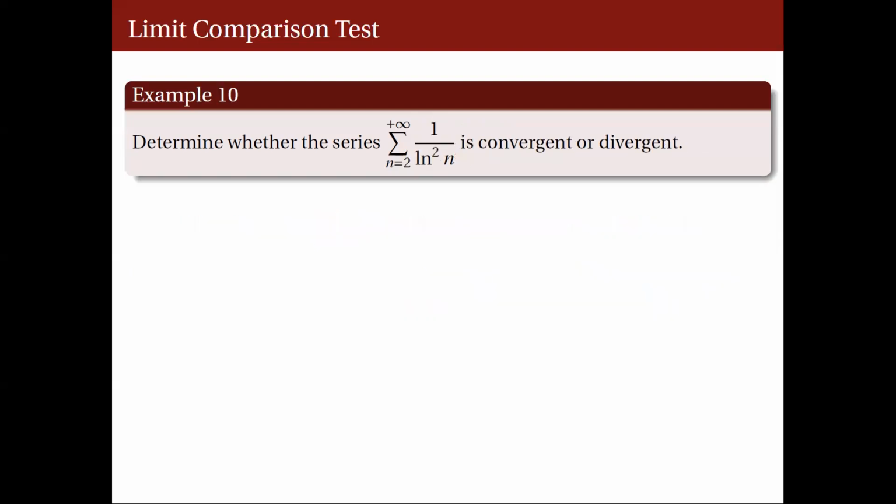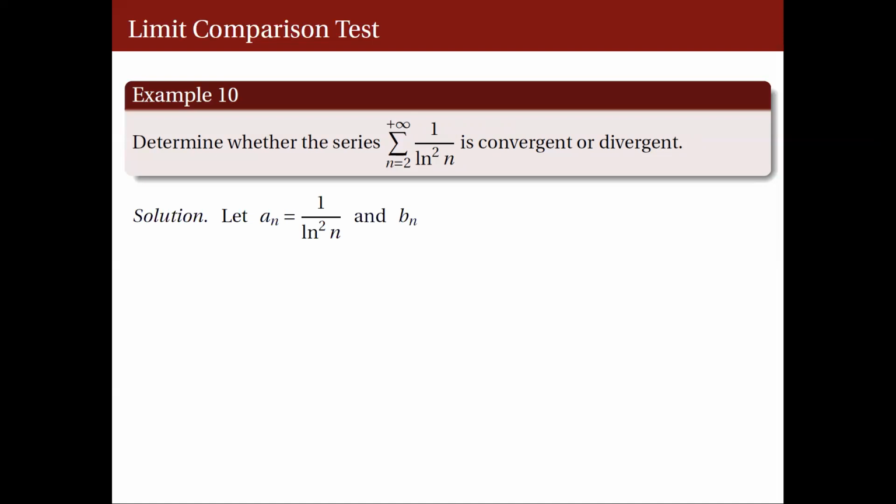For our third problem, tingnan naman natin ang series na summation from n equals 2 to infinity of 1 over ln n quantity squared. Take note, ln n quantity squared is greater than 0 for all n greater than or equal to 2. Again, let a sub n equal to 1 over ln n squared. Tapos piliin natin si b sub n.